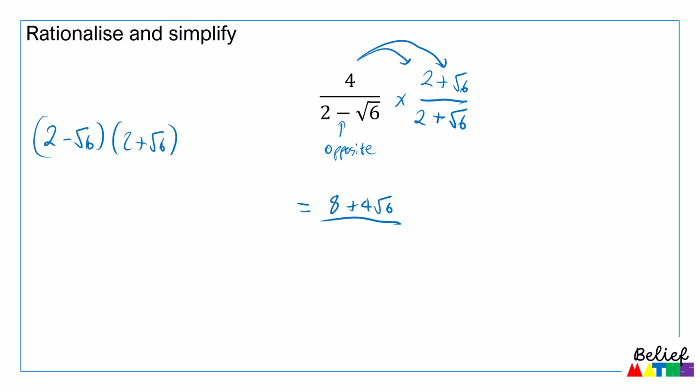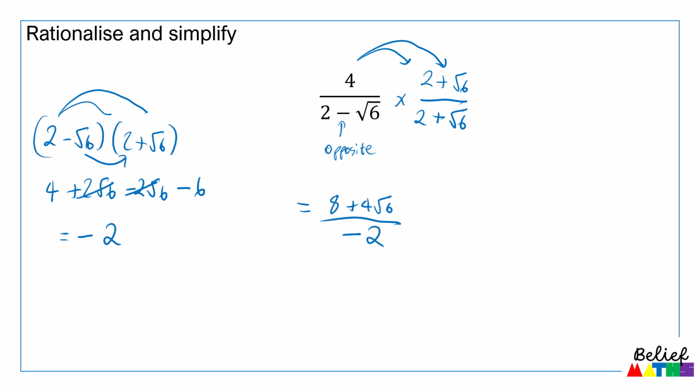Expanding those like we did a few moments ago, 2 times 2 is 4. 2 times root 6 is plus 2 root 6. Minus root 6 times 2 is minus 2 root 6. And then minus root 6 times plus root 6 is just minus 6. Because it's plus 2 root 6 and minus 2 root 6, those two things cancel each other out. And then we're just doing 4 subtract 6, which is negative 2. So my denominator is negative 2.